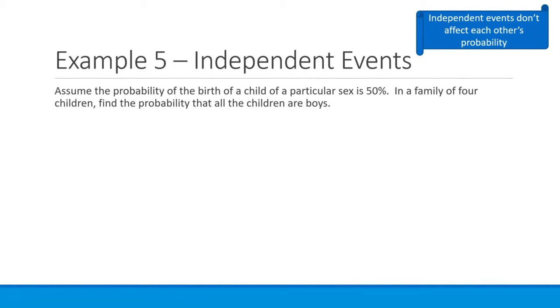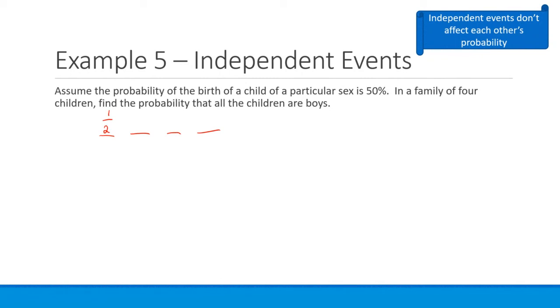So the probability of getting a boy is 1/2, same as the probability of getting a girl. And so you have 4 spots you're filling in, and you're looking for the probability that they're all boys. Since the probability of your second child has nothing to do with what you got for the first child, they're independent. So you can multiply these probabilities.